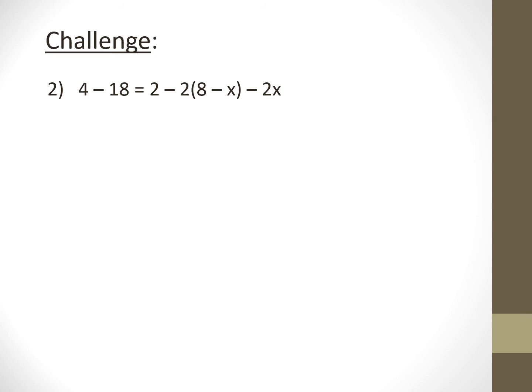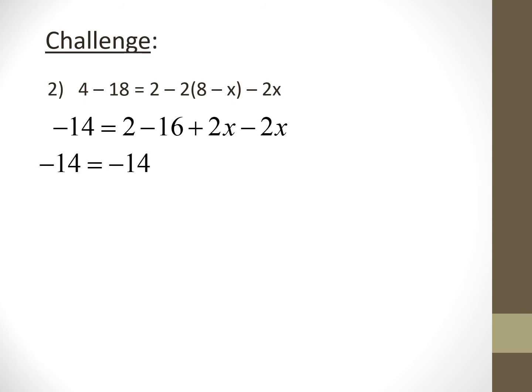Well, once again, you need to simplify both sides of the equation. So 4 minus 18 will give you a negative 14. If you write the 2 down and then distribute the negative 2, you'll have 2 minus 16 plus a 2x minus 2x. Continue to simplify the right side of the equation. You have 2 minus 16, which will give you negative 14, and the 2x and the minus 2x will add to 0. So I have negative 14 equals negative 14.